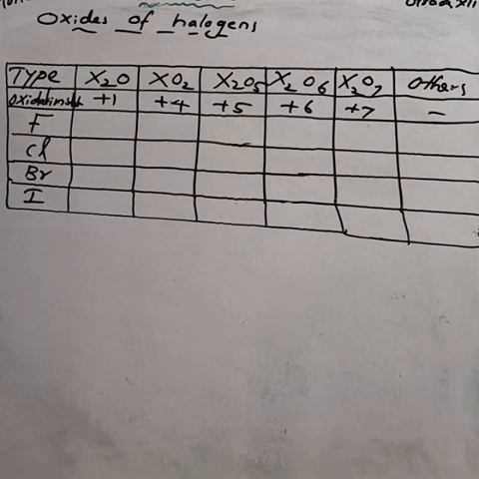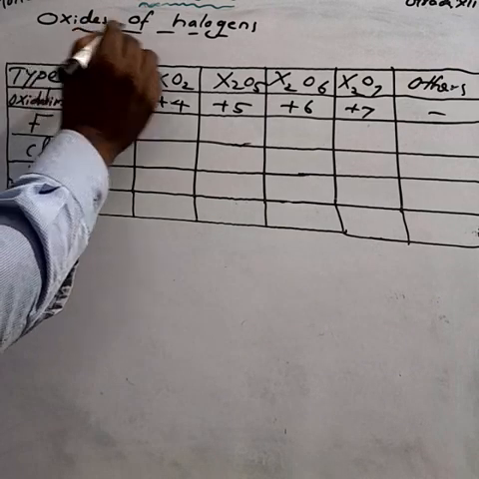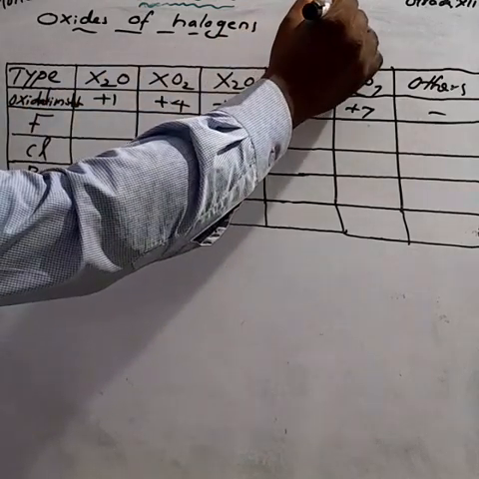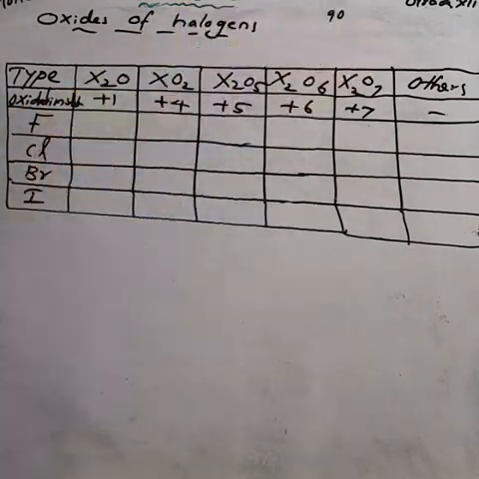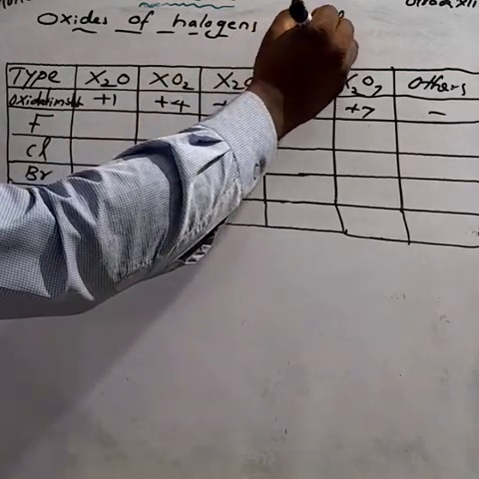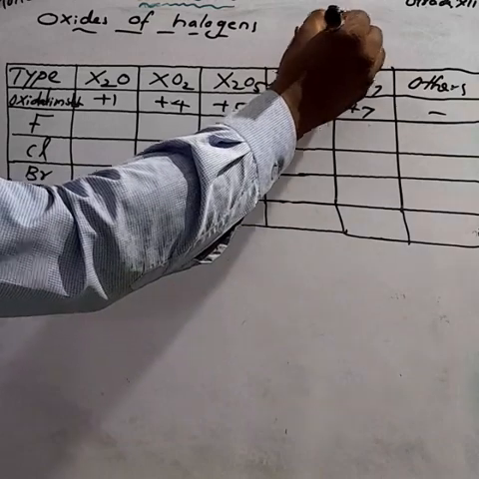Good morning to all. Today we are going to discuss oxides of halogen. Page number 90. Our lesson is about P block element 2, that is unit 3, oxides of halogen. All of you know that one.